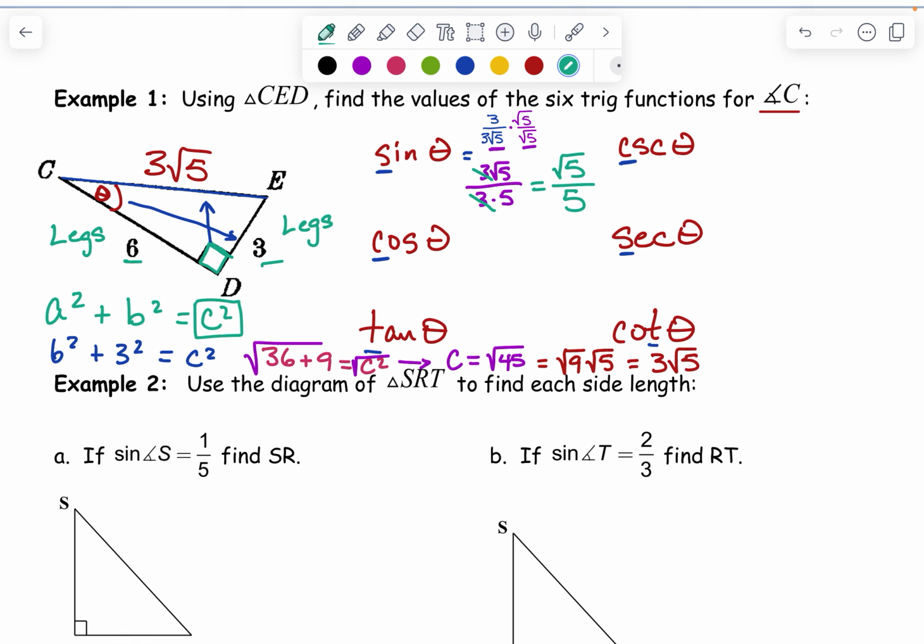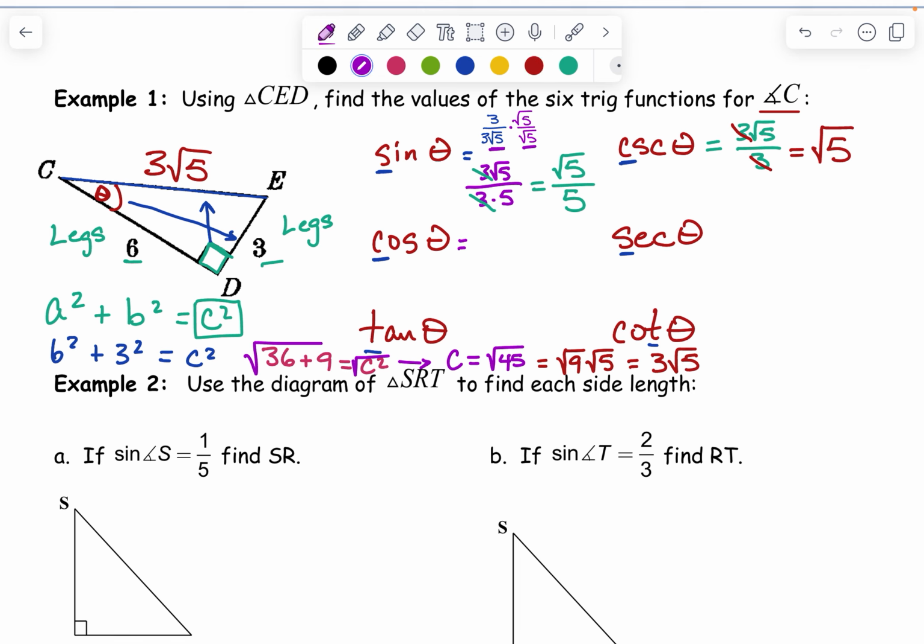Now, we can go ahead and jump to the cosecant because it is the reciprocal of the sine. So let's go back to the very original. Instead of having 3 over 3 square root of 5, it would be flipped, and it would be 3 square root of 5 over 3. And so I don't have to do any of the rationalizing, but I do need to cancel out these 3's, which leaves me with just square root of 5.